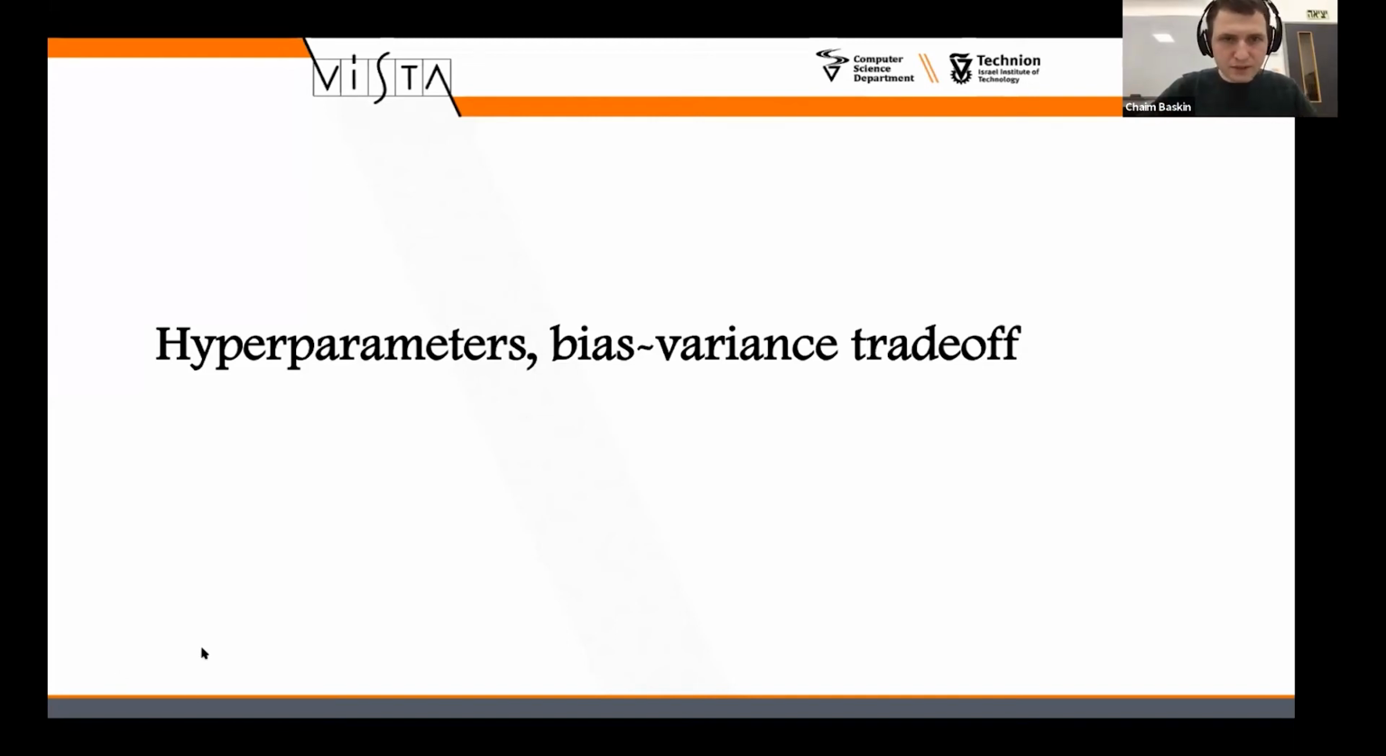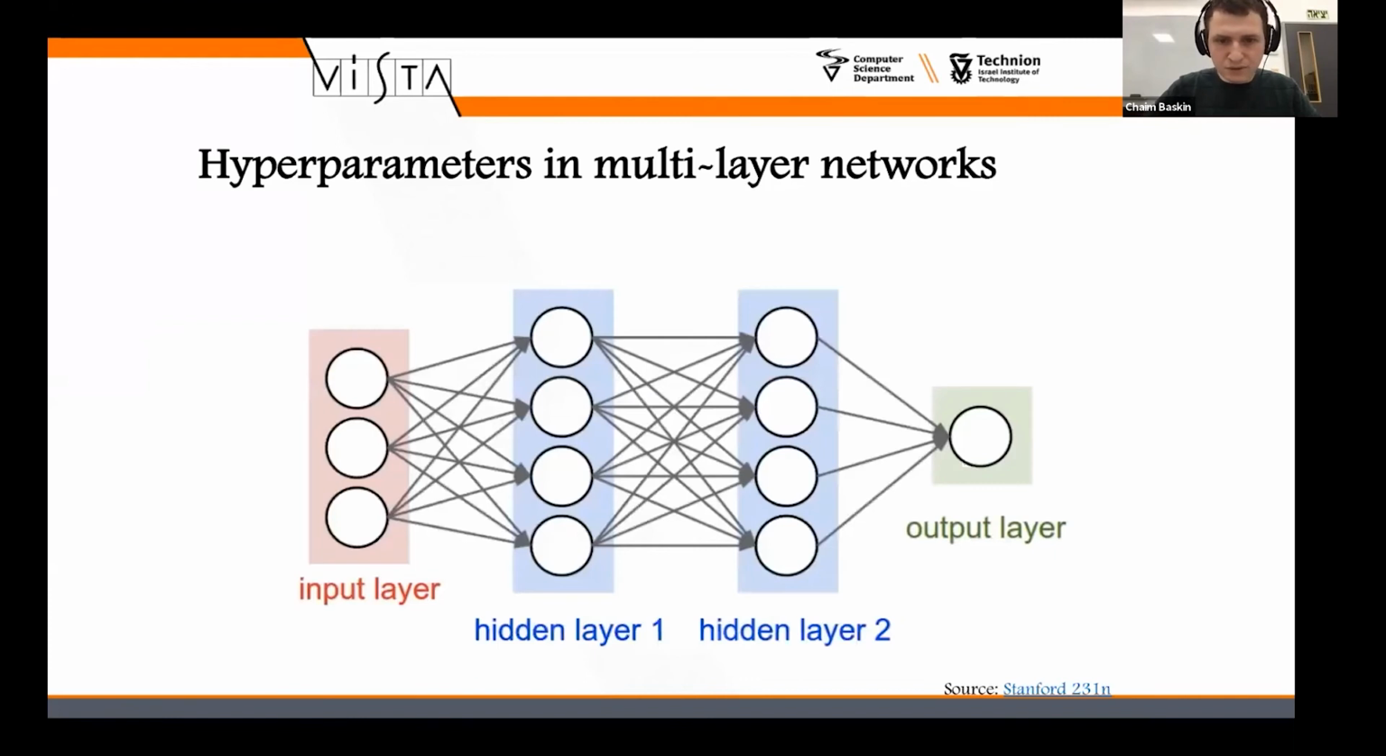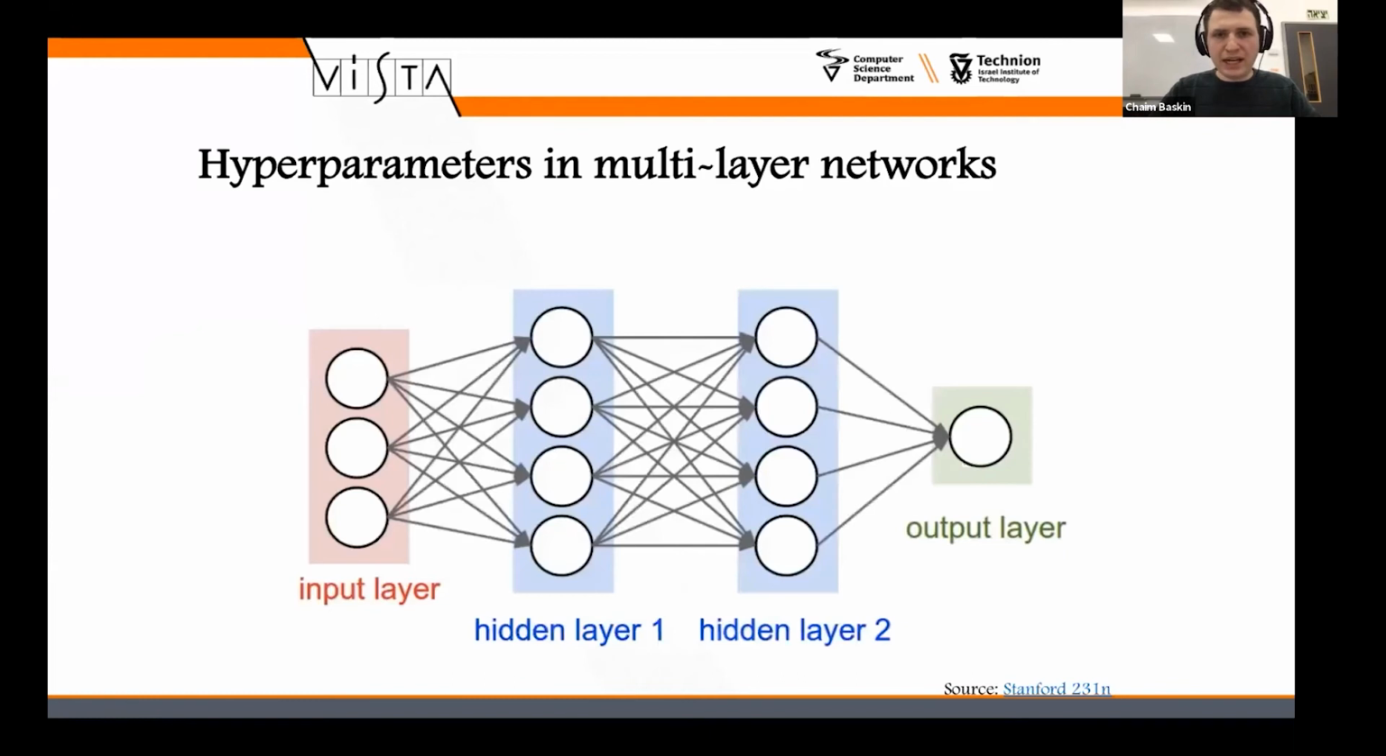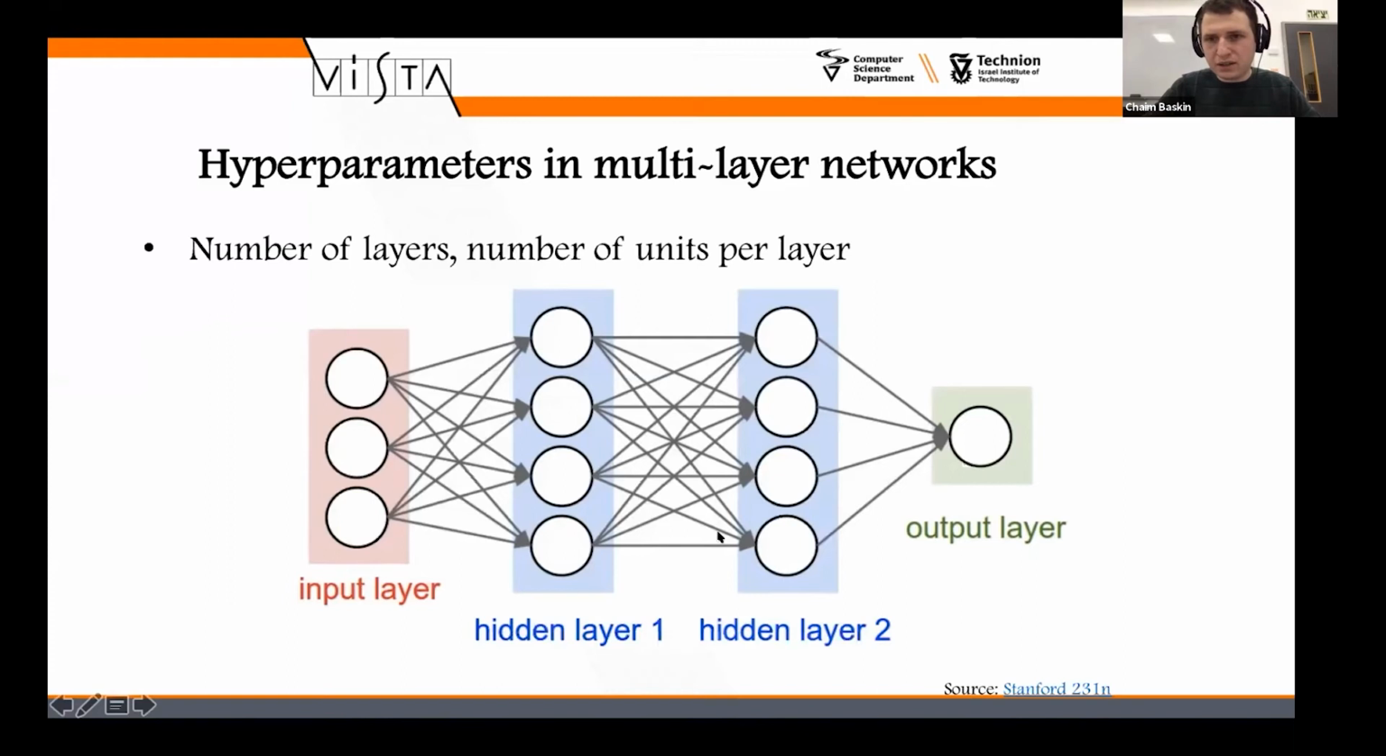So of course we have two basic trade-offs, the bias variance trade-off. Let's take a look at a simple multi-layer network. We have input, we have hidden layers, in this example we have two layers, and we have output. So we can change these parameters. You can add more layers from the input to the output. We will talk about the intuition behind it.